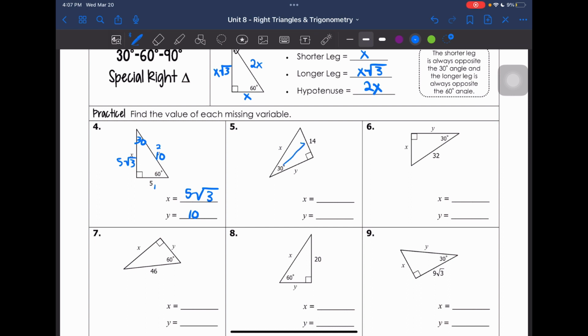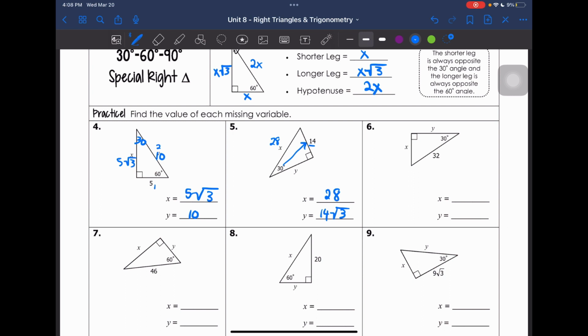I'm given the smallest leg. That's across from the 30-degree angle. And I know that the hypotenuse is whatever is double the smallest leg. So what's double 14? That would be 28. So 28 is my hypotenuse. And to find my longer leg, I just have to take that 14 and put a root 3 after it. So 14 root 3. And that's totally fine to leave as my answer. I don't need to find out what that is as a decimal.